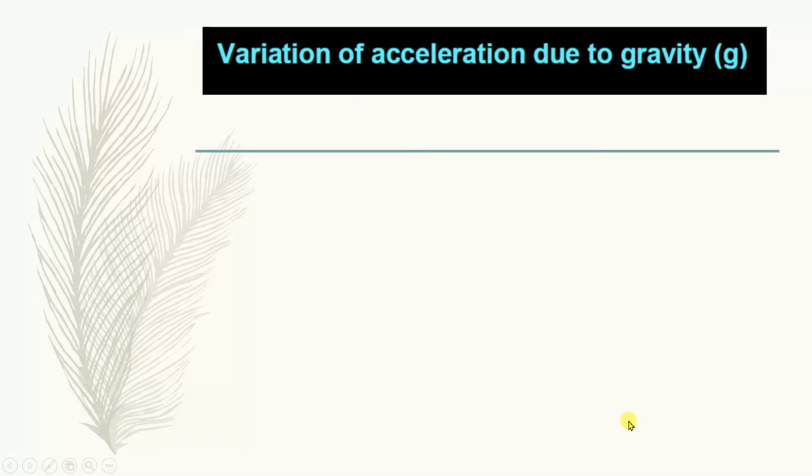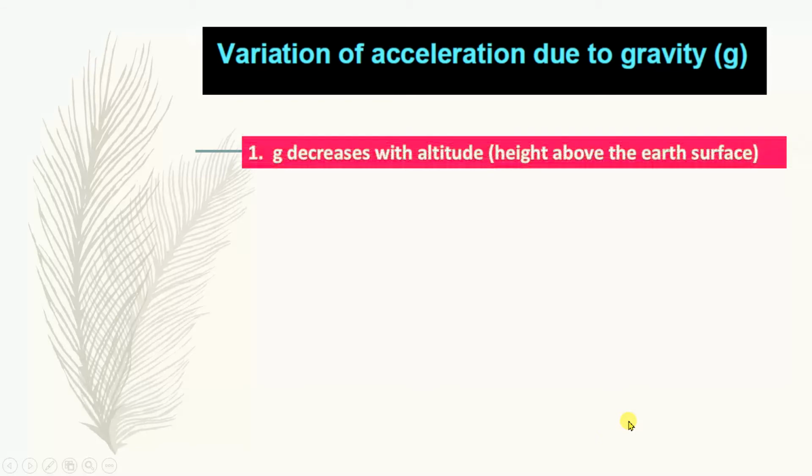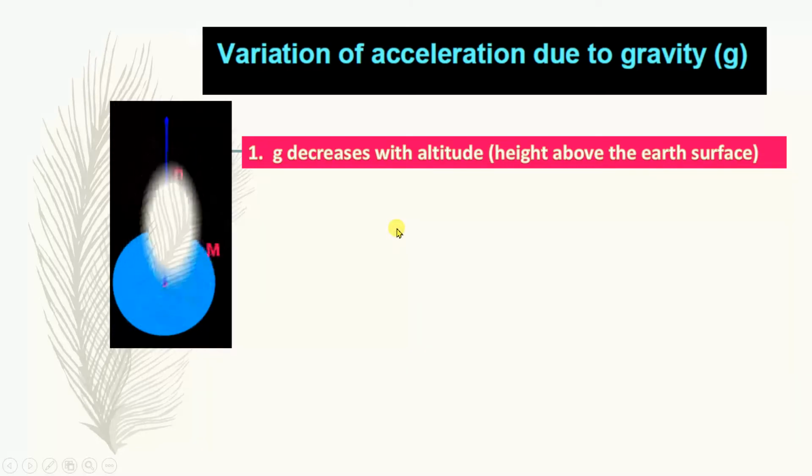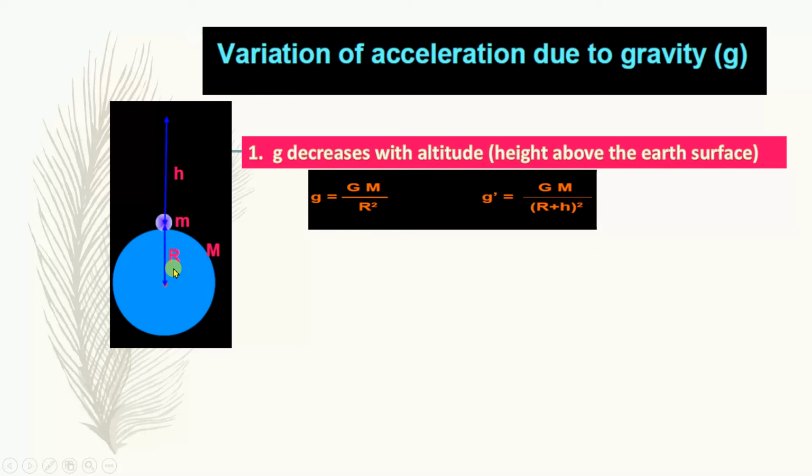Now let's see how g depends on various factors. g decreases with altitude, meaning if we move away from the earth's surface then the value of g will decrease. As is clear from the diagram, when the object moves away from the earth, its distance will increase. The distance between the planet and the object, the denominator, will increase a lot, so the value of g will decrease. So g decreases with height.